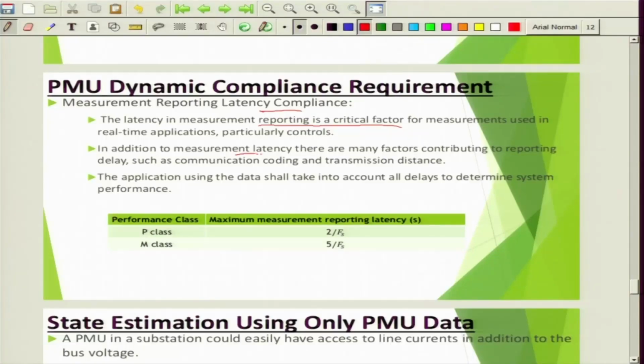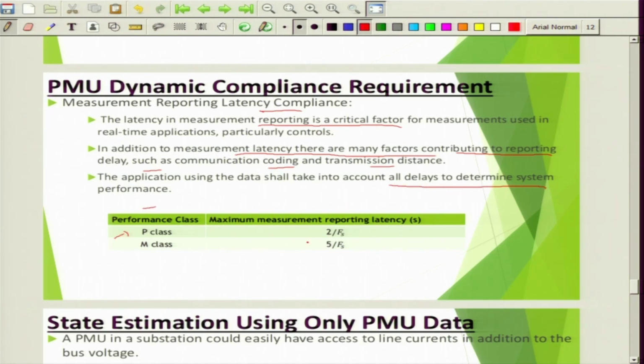In addition to measurement latency, there are many factors contributing to reporting delay, such as communication, coding and transmission distance. So this may also add on to the latency issues. The application using the data shall take into account all delays to determine system performance.